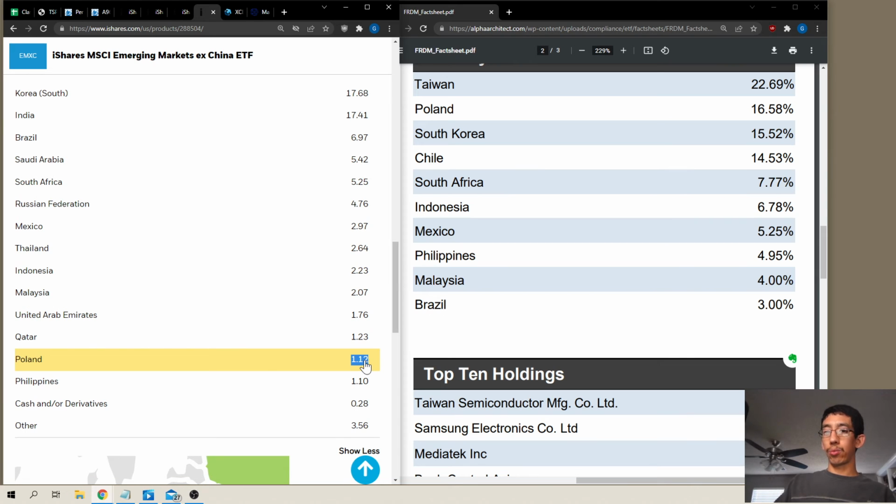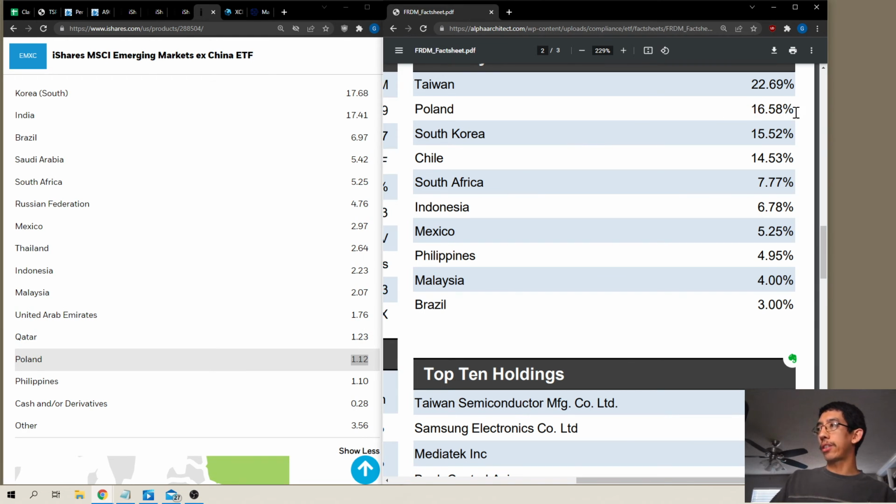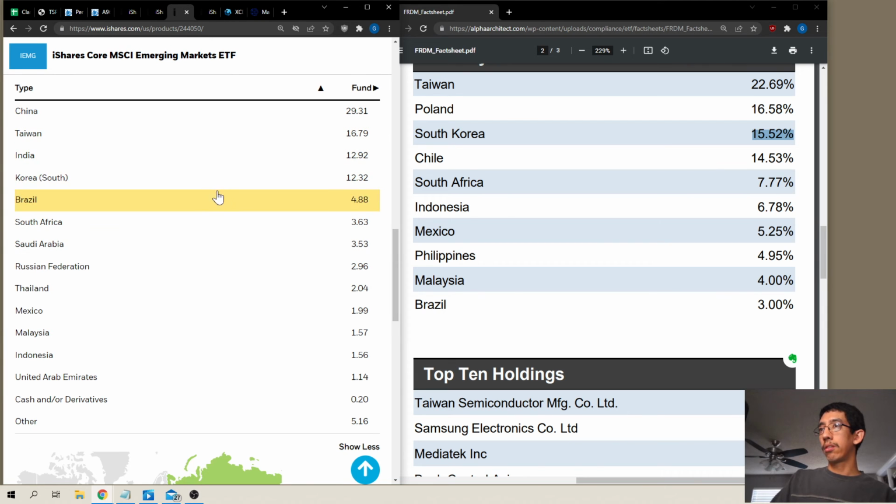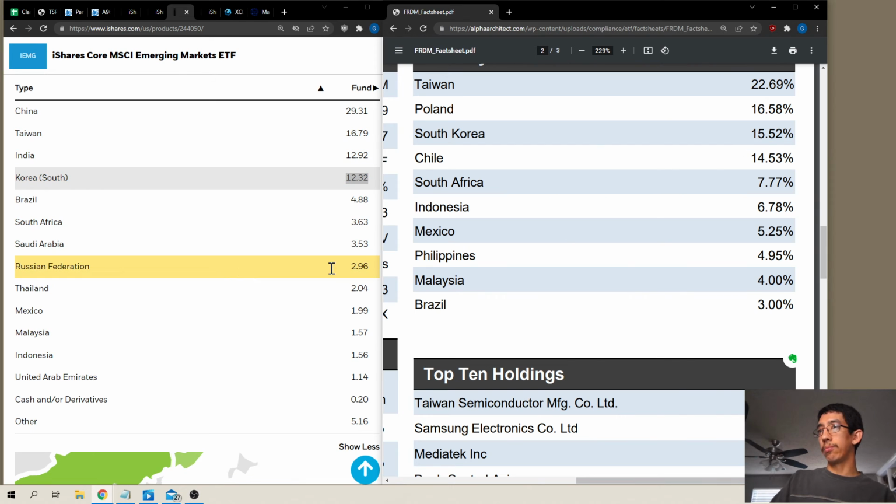So Poland is 1.12% of the index when you exclude China. So doing the math, it's low. Poland is pretty low on the list among the MSCI emerging markets. Now, it happens to be a developed nation according to FTSE. That's another oddball. Now, within FRDM, 16.58. Huge overweight to Poland if you consider market cap weight to be sacred. South Korea, 15.52 here, and I'm going to make sure we use the right measure here. 12.32% for South Korea here, so South Korea gets more.